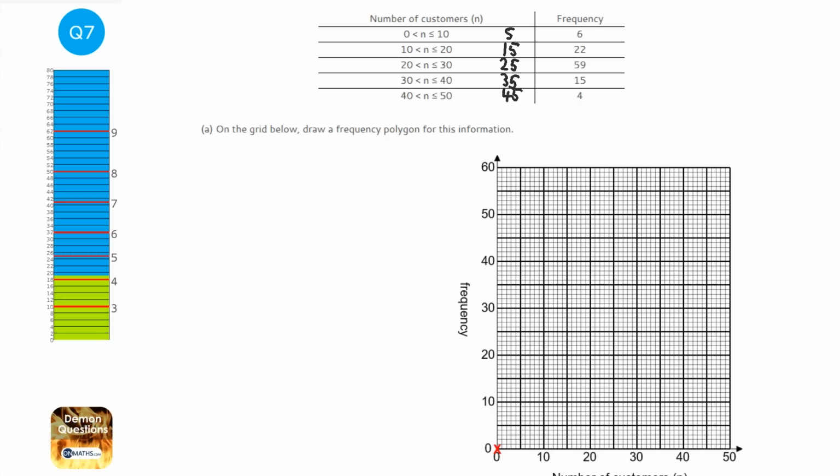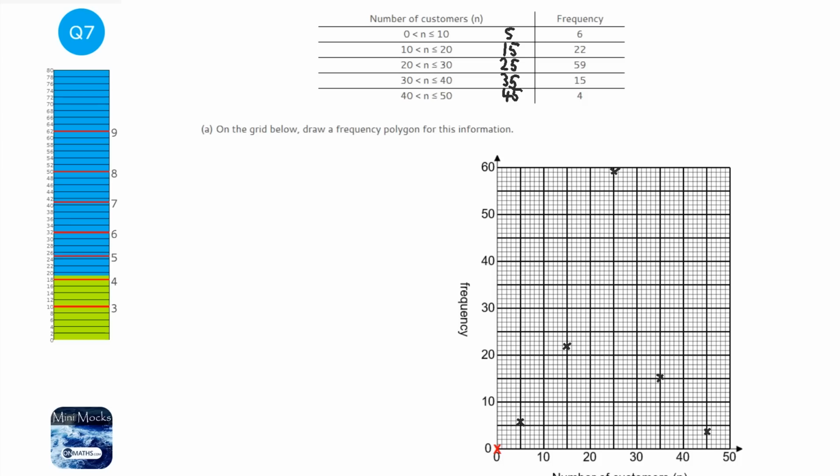So the first one's going to be at 5, and it's going to be 6 high. It's going to be like that. Next one's 15, 22. So 22 would be about there. 25, 59. So 59 would be right up here. 35, 15. A little bit lower than that, but that's fine. 45, 4.